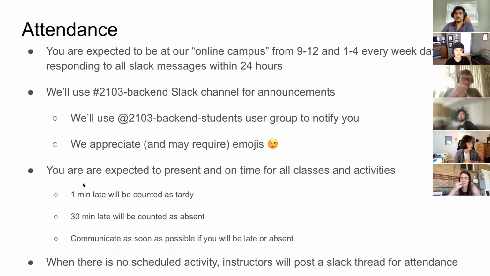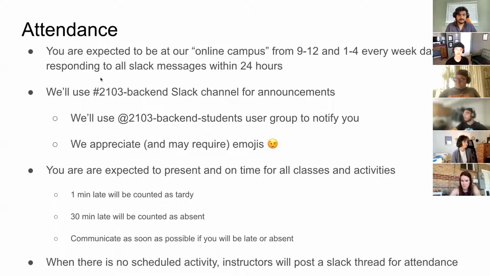So a little bit about the expectations that we have for you all as a class. The first is around attendance. We expect everyone to be at our online campus from 9 to 12 and 1 to 4 Mountain Time every weekday. We also ask that you respond to Slack messages within 24 hours. If we've messaged you late on a Friday and you don't get back to it till Sunday or Monday, that's okay. But generally speaking, in the work week, we're looking for that level of responsiveness.